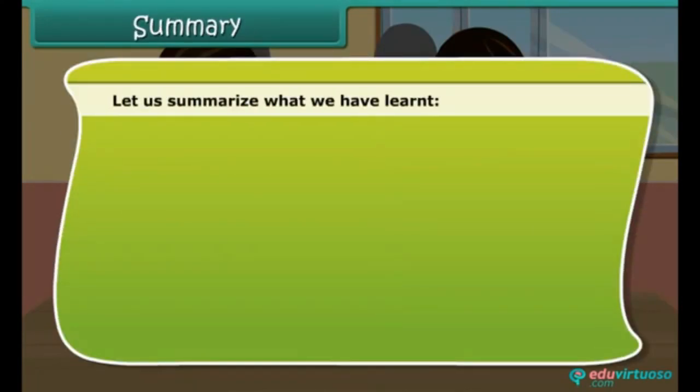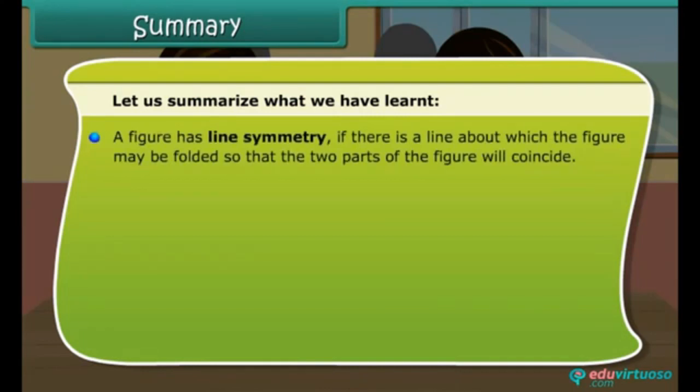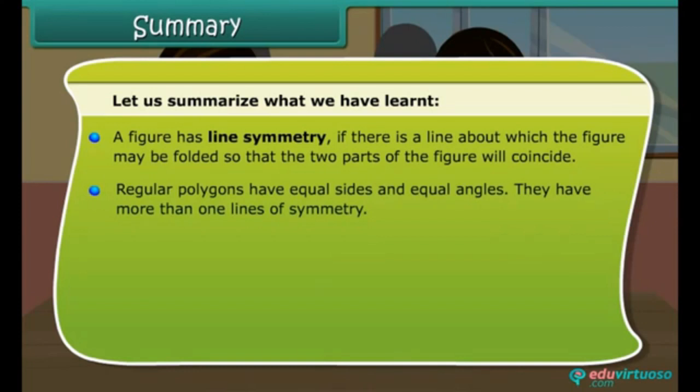Let us summarize what we have learnt. A figure has line symmetry if there is a line about which the figure may be folded so that the two parts of the figure will coincide. Regular polygons have equal sides and equal angles. They have more than one line of symmetry. Mirror reflection leads to symmetry.